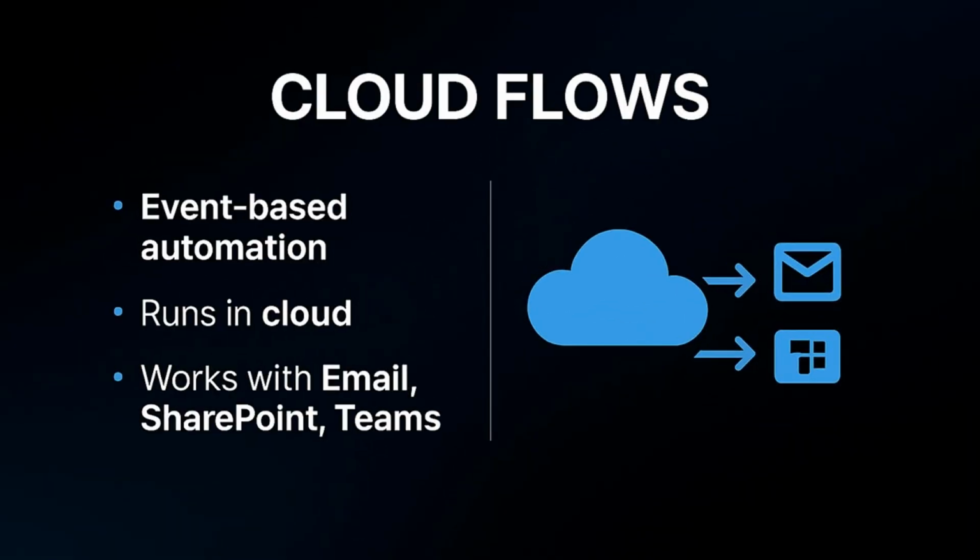Now let's talk about cloud flows. These work differently. They are event-based. That means automation starts automatically when something happens. For example, when an email arrives, send notification. When a file is uploaded, trigger a process. When a form is submitted, store data. These flows run in the cloud, so they don't depend on your system. Even if your laptop is off, the automation will still run. This makes cloud flows very powerful for business processes.